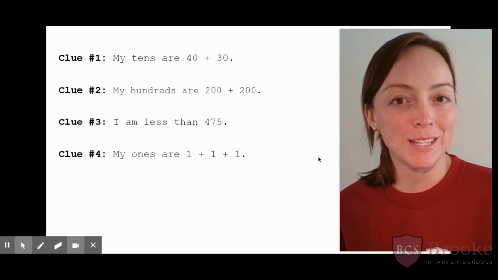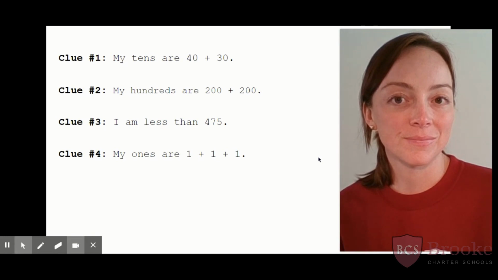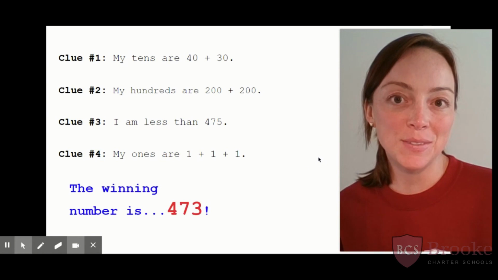What's the winning number for today, first grade? If you said 473, nice job.